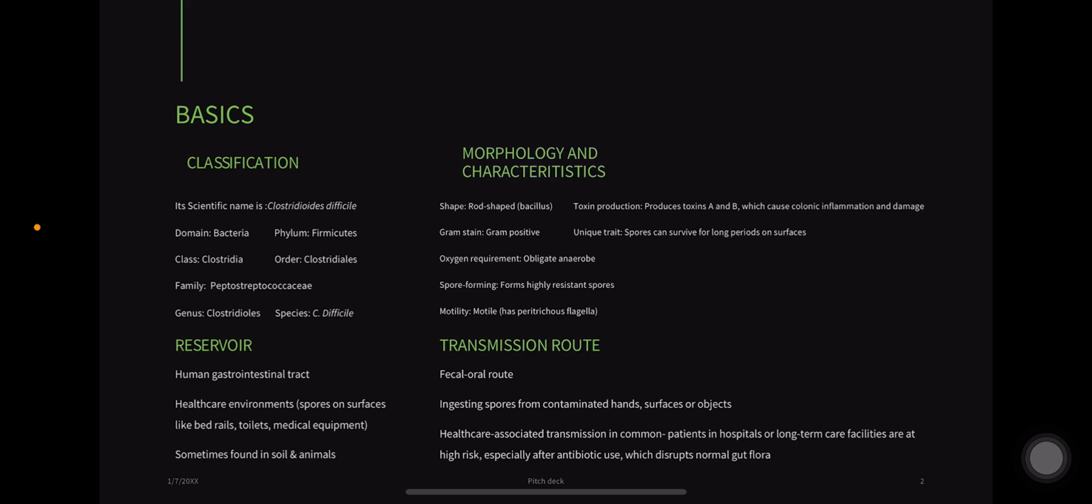In terms of toxin production, it produces both toxins A and B, which can cause colonic inflammation and damage. One of the unique traits is that the spores can survive for long periods on surfaces.